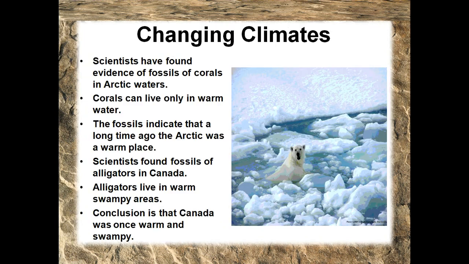Now, it also can be seen in fossils how they indicate that there is a change in climates. Scientists have found evidence of fossils of corals in Arctic waters. Corals can live only in warm water. The fossils indicate that a long time ago, the Arctic was a warm place. Scientists found fossils of alligators in Canada. Alligators live in warm, swampy areas. The conclusion, therefore, is that Canada was once warm and swampy.